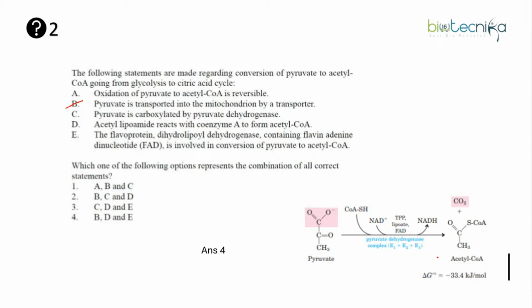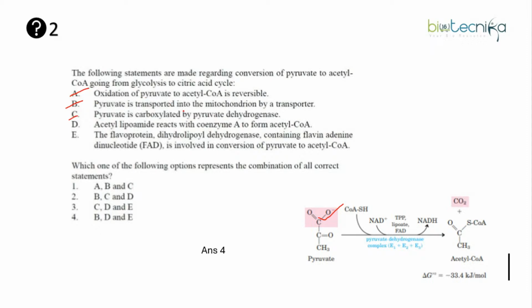All right. In this process, a carboxyl group is removed from your pyruvate as a molecule of CO2, and the two remaining carbons become your acetyl CoA. So therefore, statement A and C is correct.